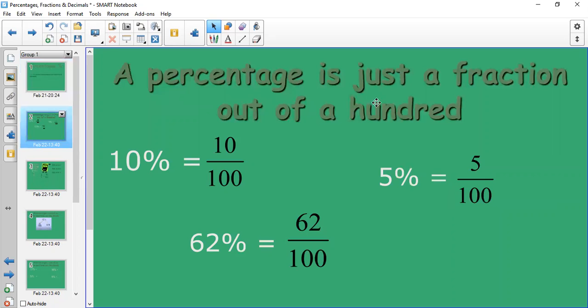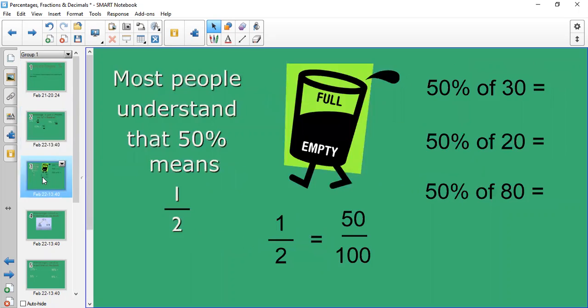A percentage is just a fraction out of 100. We've done a lot of work on fractions and hundreds. So 10% is the same as 10 over 100. 62% is the same as 62 over 100. 5% is the same as 5 over 100. Remember, a percentage is always going to be out of 100, okay?